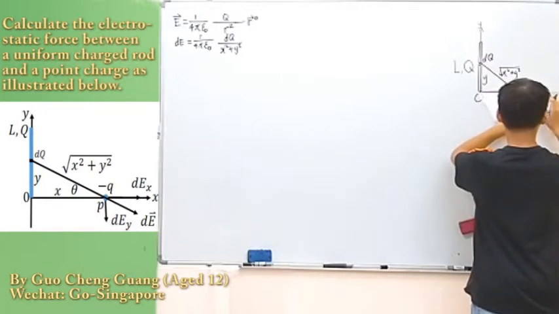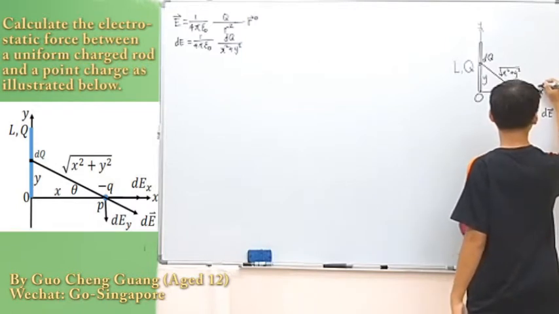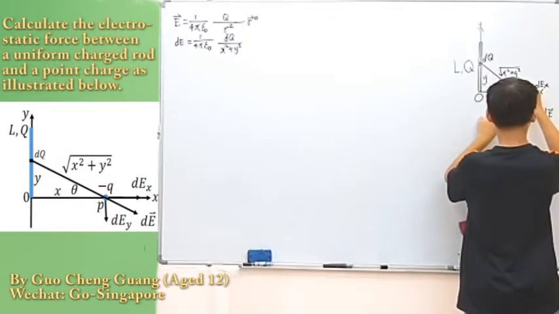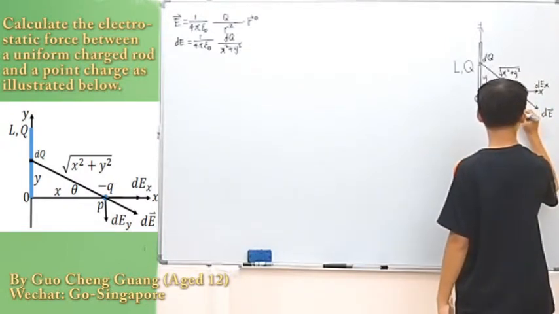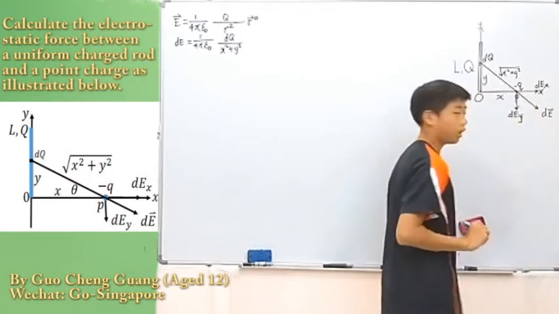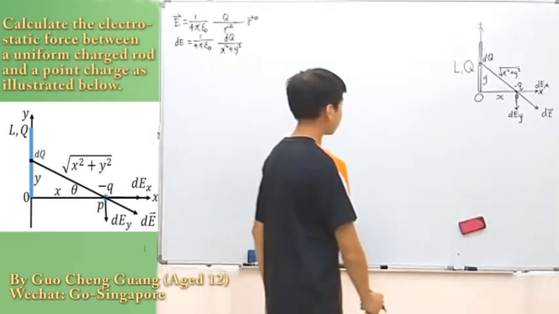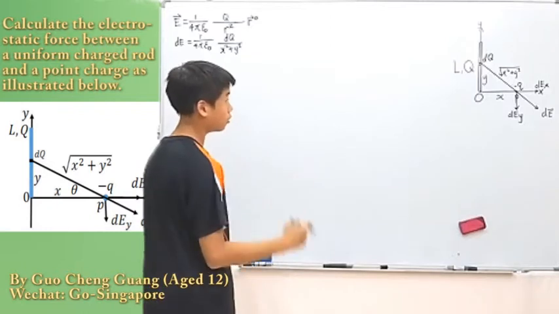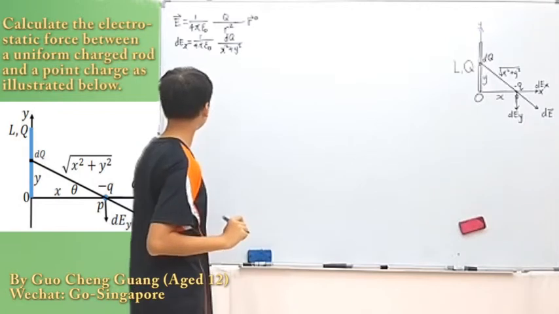So the part that you have here will be dEx. And then after that, this part will be dEy. So that's the part that you have. You have separated it into two of its components, and we can choose to have either one of them first. So let's just say we find the x component first.